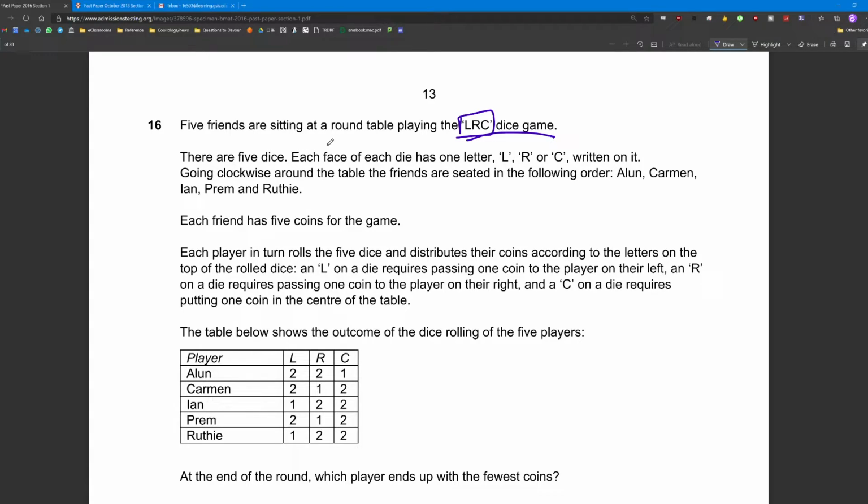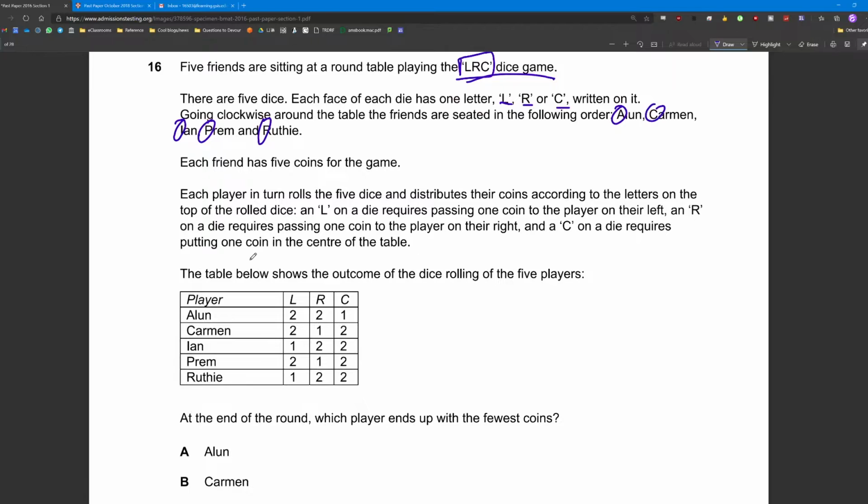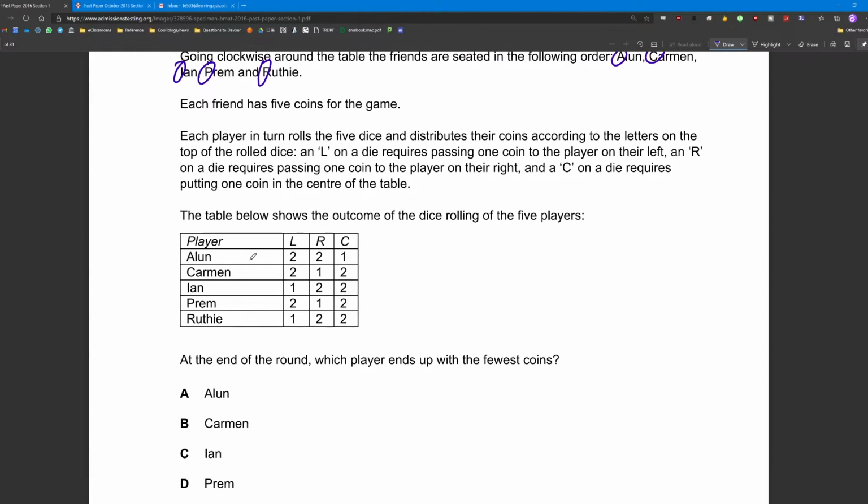There are 5 dice. Each face of each die has one letter, L, R, or C written on it. Going clockwise around the table, the friends are seated in the following order. A, C, I, P, R. Each friend has 5 coins for the game. Each player in turn rolls the 5 dice and distributes their coins according to the letters on the top dice. An L on the die requires passing 1 coin to the one on their left. An R requires passing 1 to the one on their right, and a C requires putting 1 coin in the center of the table.